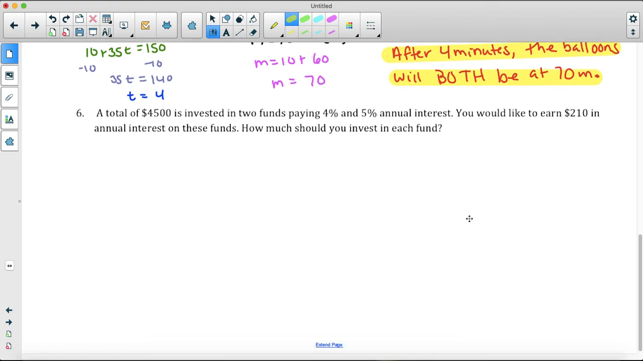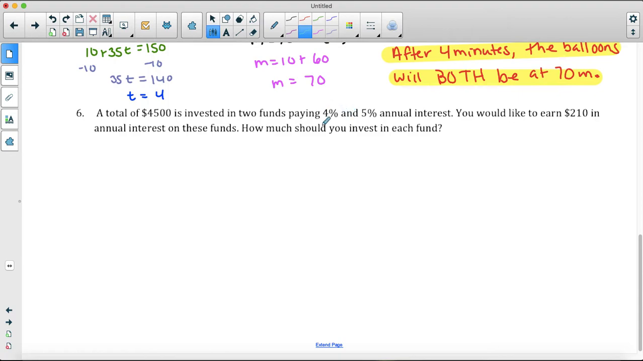Our last problem says a total of $4,500 is invested in 2 funds paying 4% and 5% annual interest. You would like to earn $210 in annual interest on those funds. How much should you invest in each fund? This type of problem is a little more complicated on knowing which ones your variables are. We have 2 different funds. Those are our 2 variables.